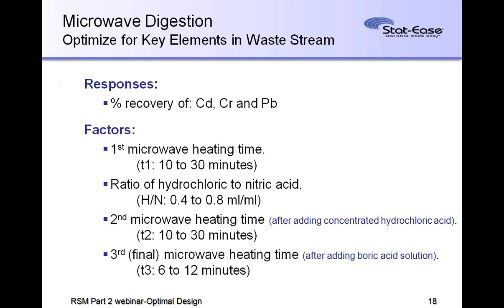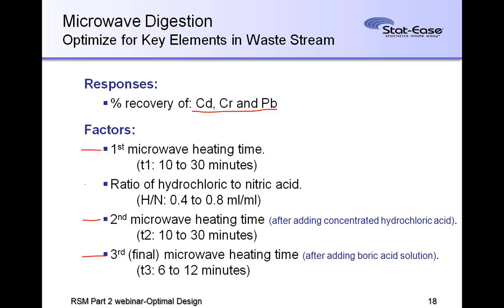But here we're going to start with 3 responses. So we want to fully dissolve these solid solutions and then shoot them through this plasma. And our responses are going to be percent recovery of cadmium, chromium, and lead. So we want to fully dissolve them and recover all those solids. We're going to do this by adjusting the microwave heating times. There's 3 different heatings, 1, 2, and 3, and different amounts of time that we're going to try.